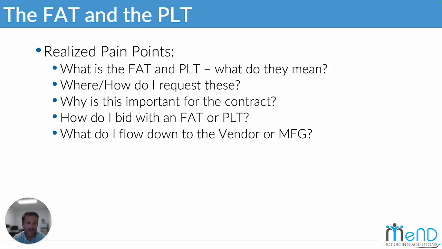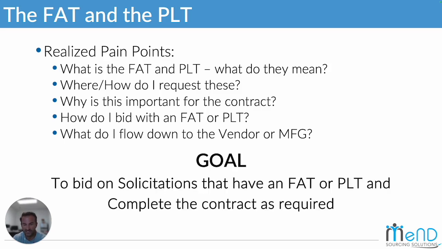Also, how do I flow down to the vendor or the manufacturer? That is a big thing because there's different types of reports that need to be created, and the RFQ typically will tell you what report that is. Really, the goal here, to summarize, is that we're helping you bid on these solicitations that have an FAT or a PLT. We want to make sure that you complete the contract as required, right? Win more government contracts by having this as part of your arsenal, okay?